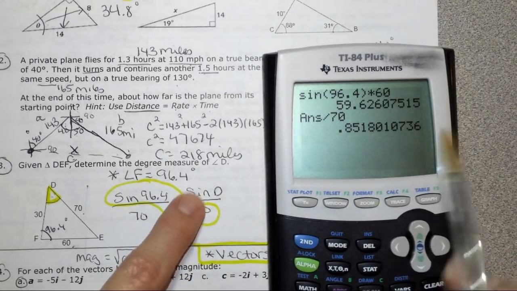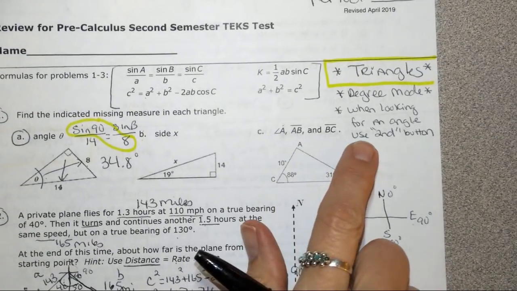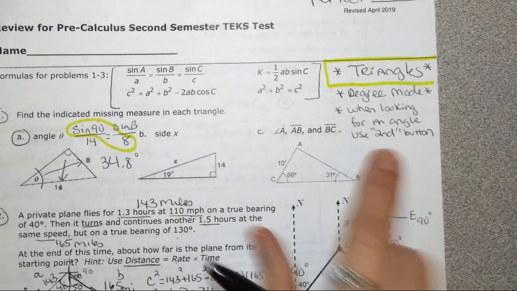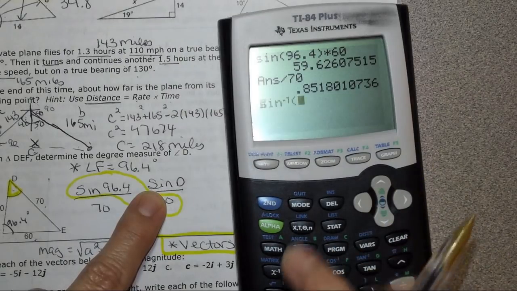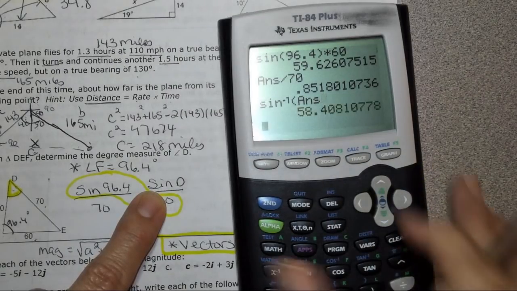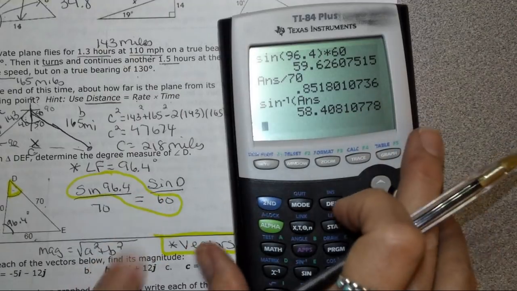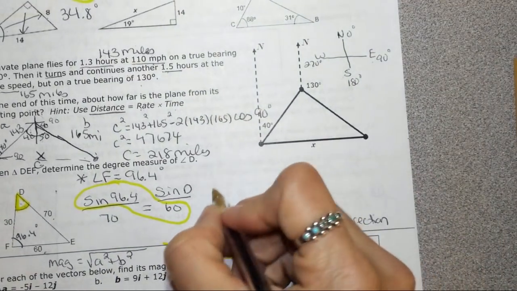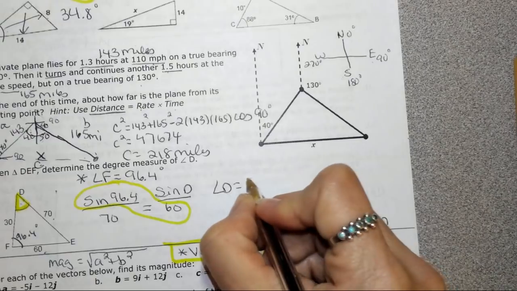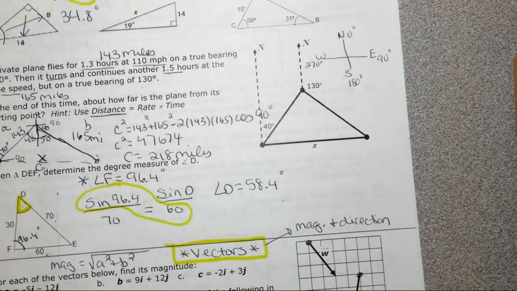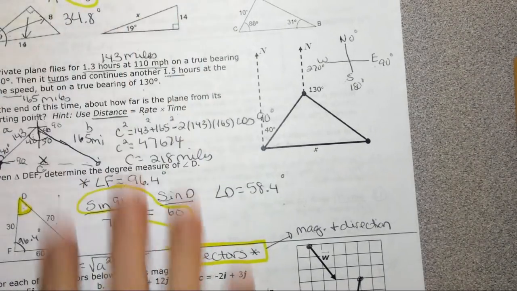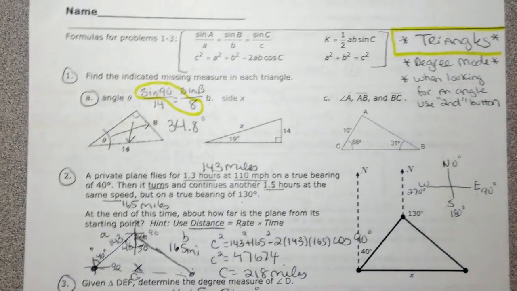Well, remember, I'm looking for an angle. And every time you look for an angle, you have to remember to use the second button. Because I'm doing law of sines, I'm going to second, sine, second, answer. So the angle I'm looking for is 58.4 degrees. So angle D is equal to 58.4 degrees. Okay, so that takes us through everything that we need to know about triangles for the TEKS test.